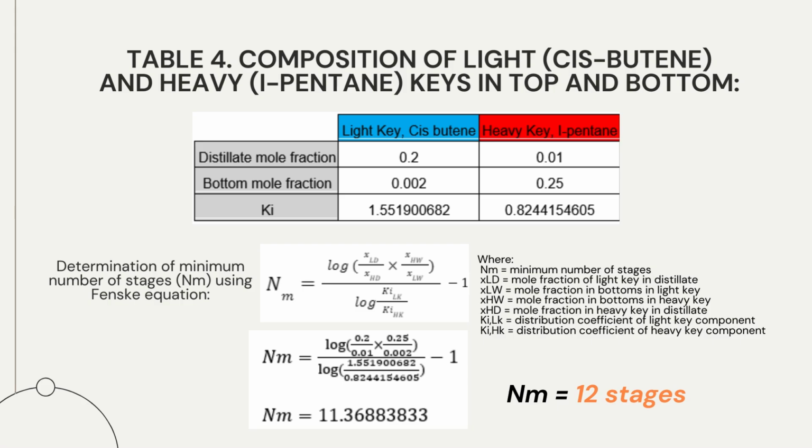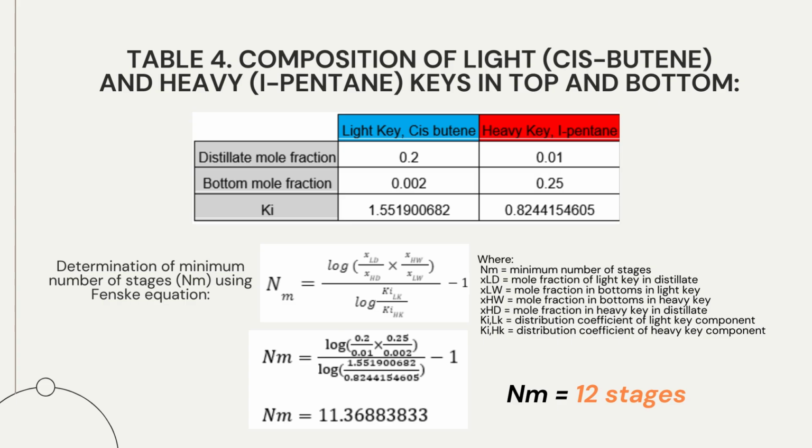The minimum number of stages, Nm, can be determined using the Fenske equation. The equation is given by Nm equals log of (xLD over xHD times xHW over xLW) over log of (KLK over KHK) minus 1, where xLD is the mole fraction of the light key in the distillate, 0.2, and XHD is the mole fraction of the heavy key in the distillate, 0.001.